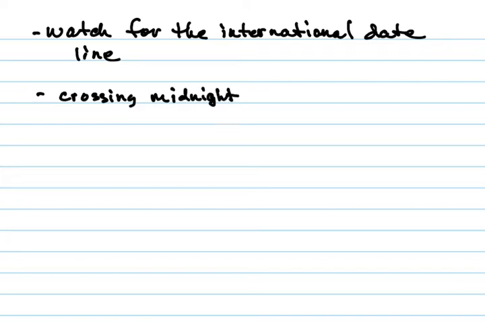You also have to watch out about crossing midnight. Say, for example, it's 1 a.m. somewhere, and we subtract 3 hours. If you subtract 3 hours from 1 a.m., you've gone to midnight, then 11, then 10 p.m. on what? The previous day. Okay?